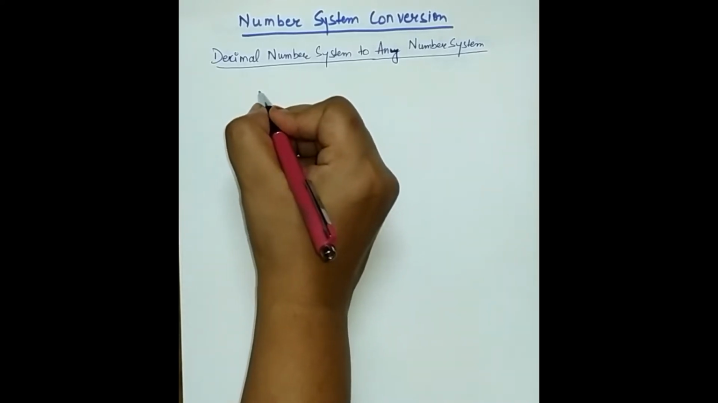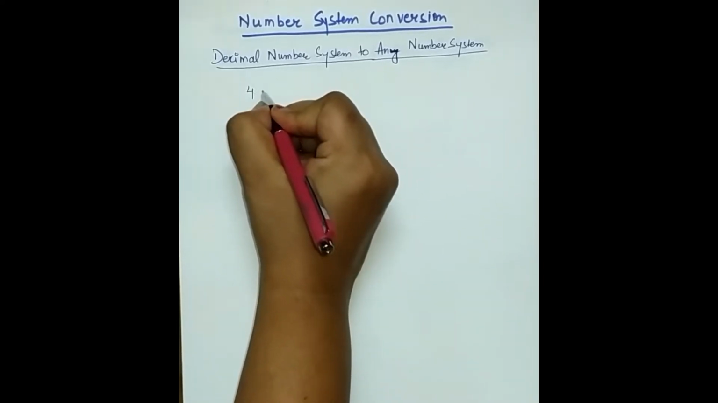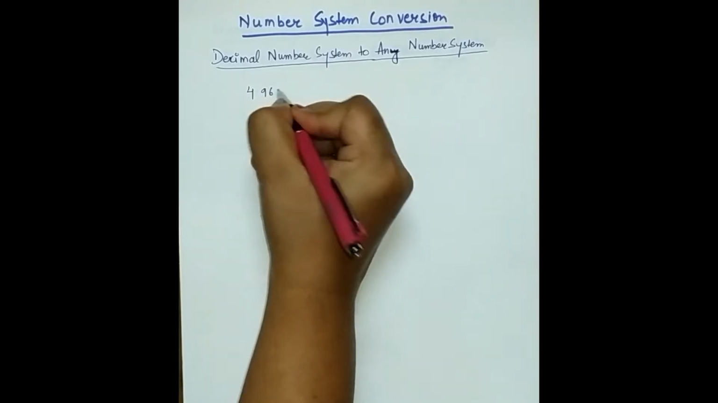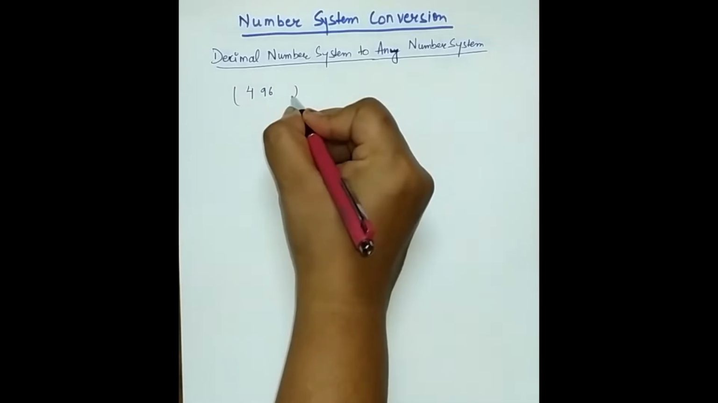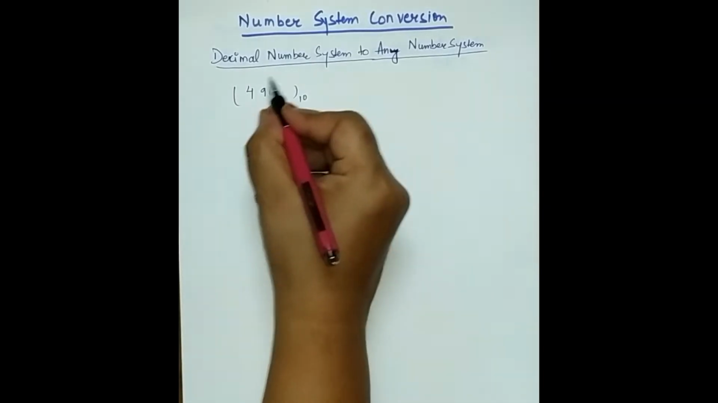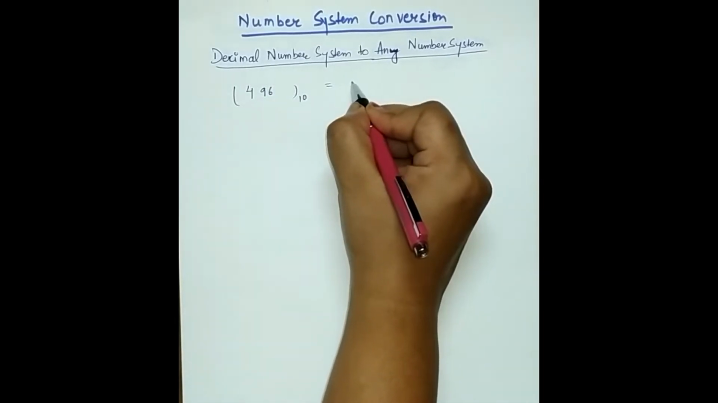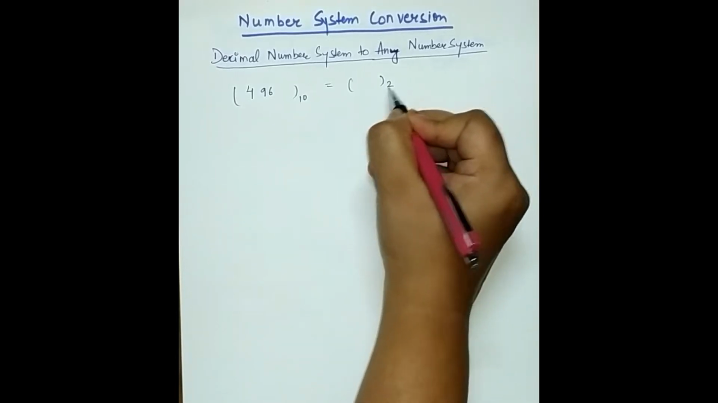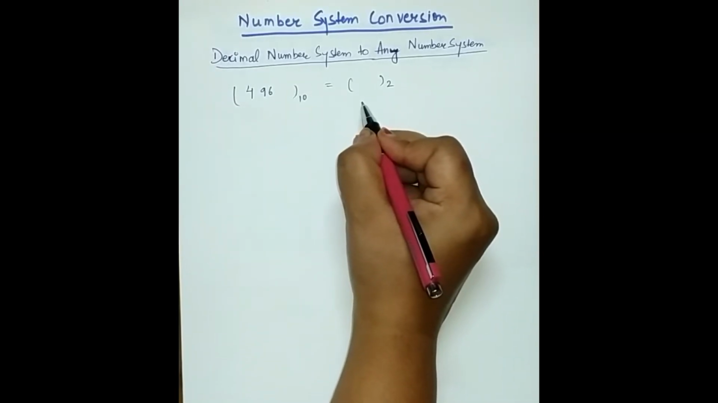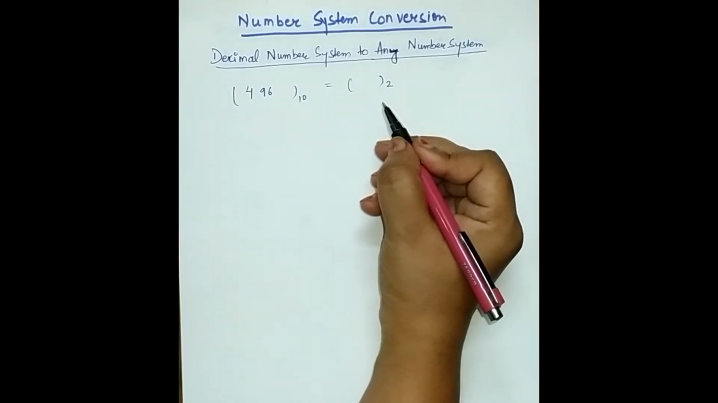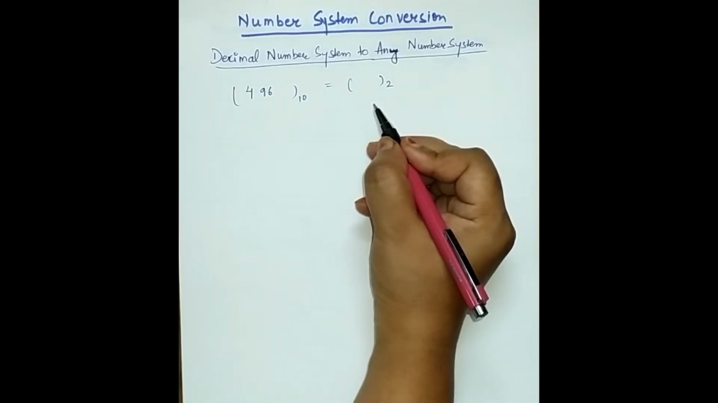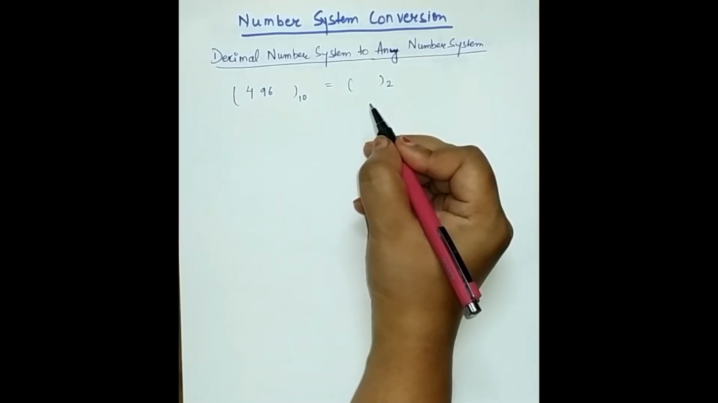So let us write one example. Suppose I have a question: 496 to the base 10. If I have to convert this number into binary number system, what will I do? There are different methods, so I'll go with the easiest and most universal method, that is the double method, also known as the repeated division method.